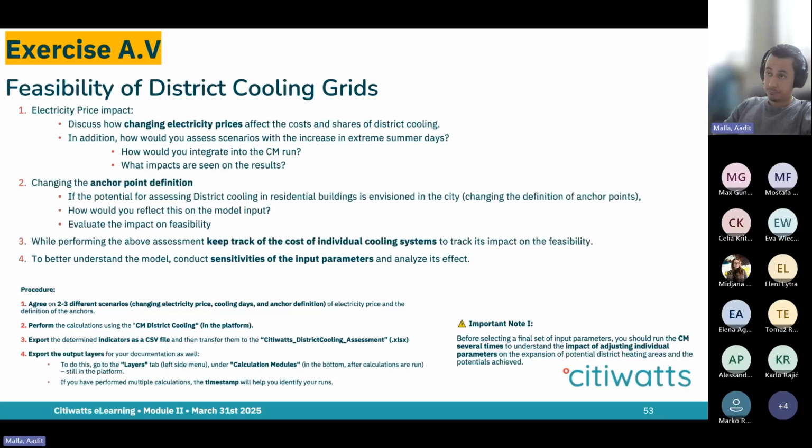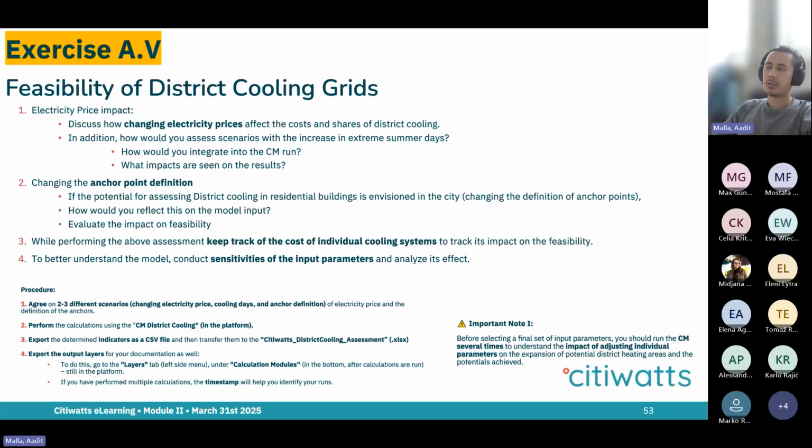And also the second one would be changing the anchor point definition, where you could change the threshold that I showed in my example, changing this threshold further and seeing how considering more or fewer residential buildings influences the coverage or the feasibility potential, and in turn what impact it has on the costs of district cooling supply.